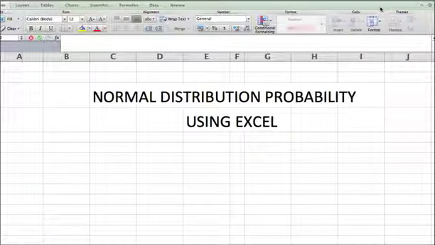This video will illustrate the use of Excel in calculating normal distribution probability problems. There are basically three types of questions that can be asked that can be solved using the Excel functions, and we will show an illustration of each of them that are similar to the ones that we worked on earlier using the manual formulas.